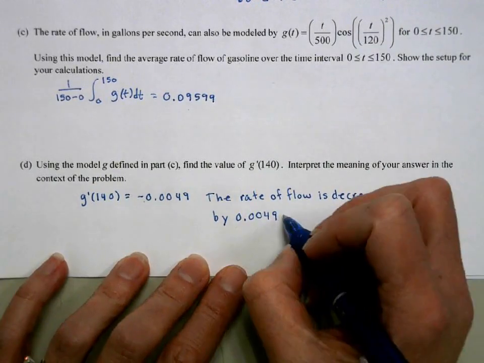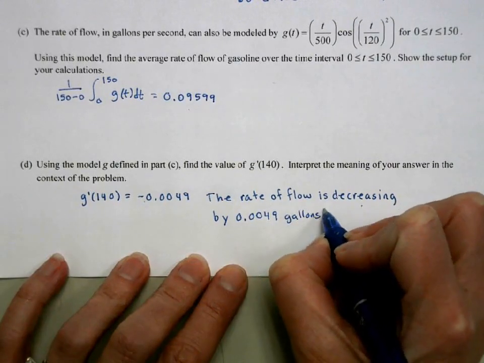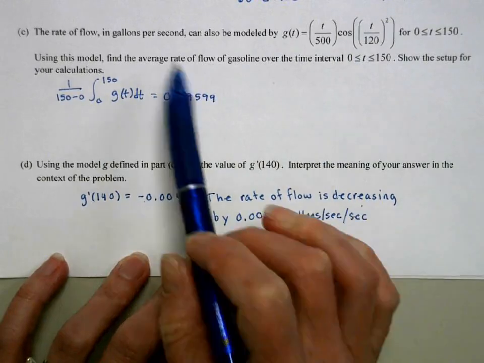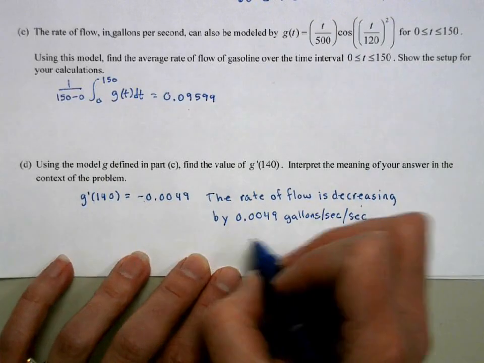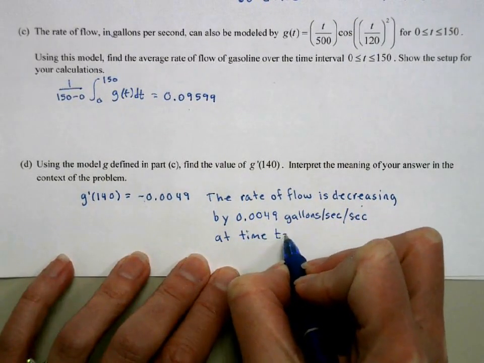My units are going to be gallons per second. So the units here are gallons per second, and it's the rate at which that is changing. And then we want to be specific at time t equals 140.